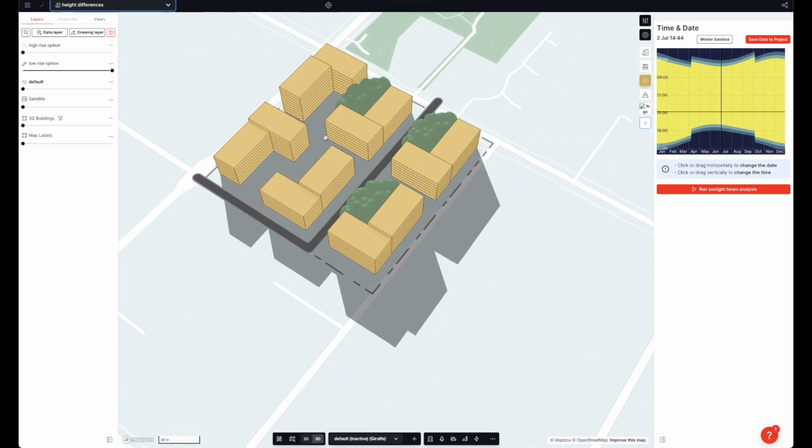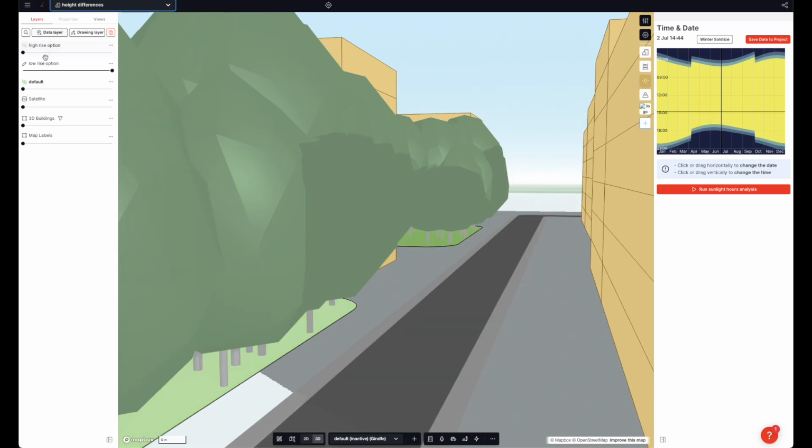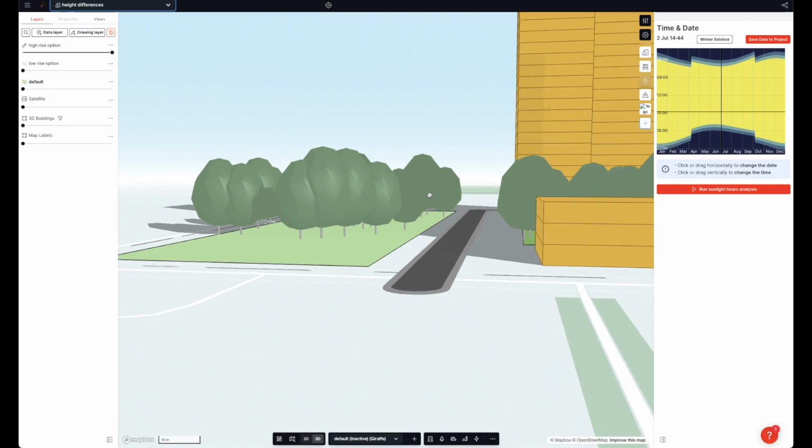You can see these are small, like pocket parks, and the experience of this is like this, whereas these are larger parks, but the experience is more like this.